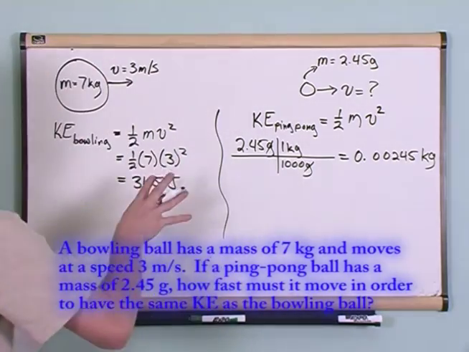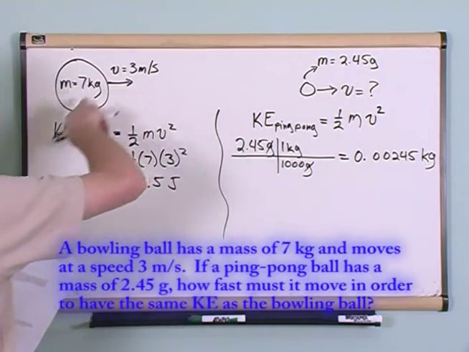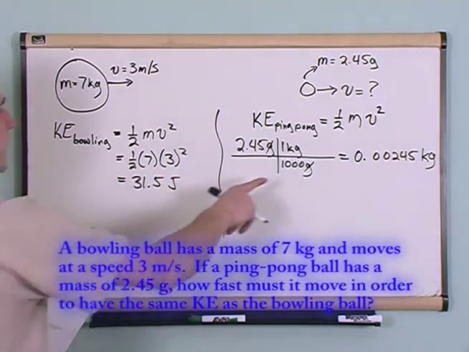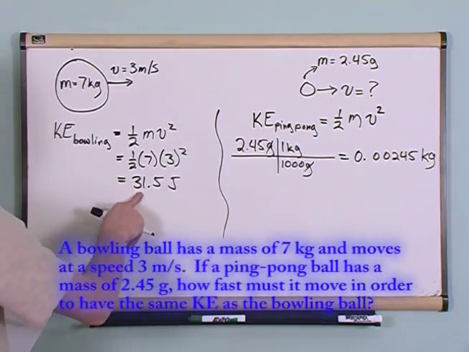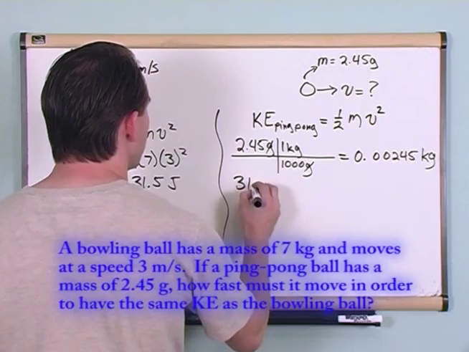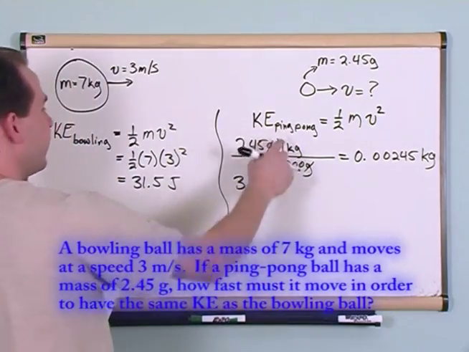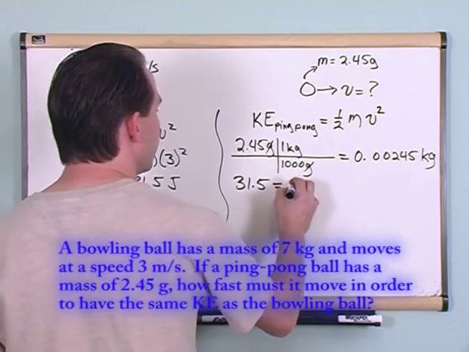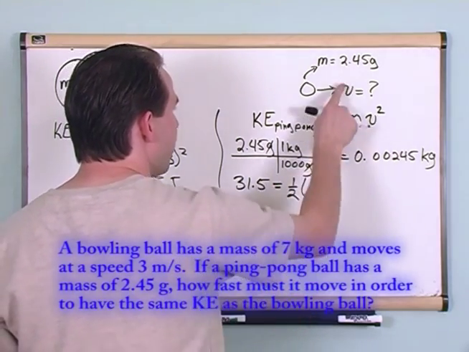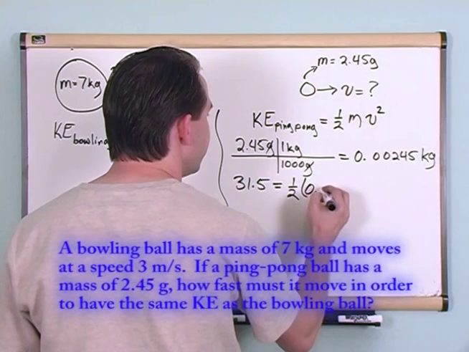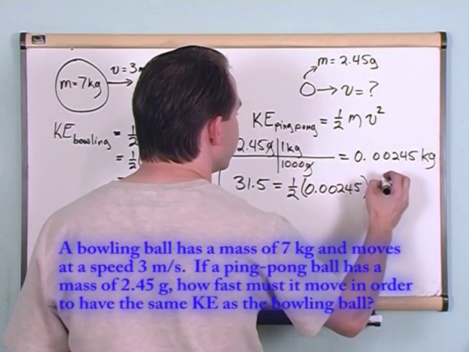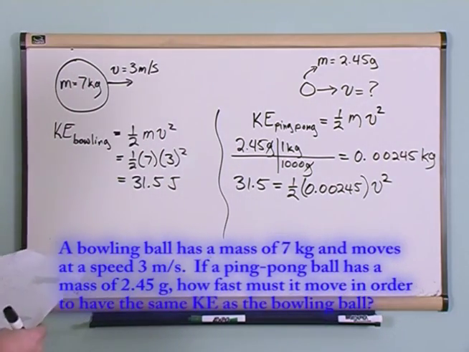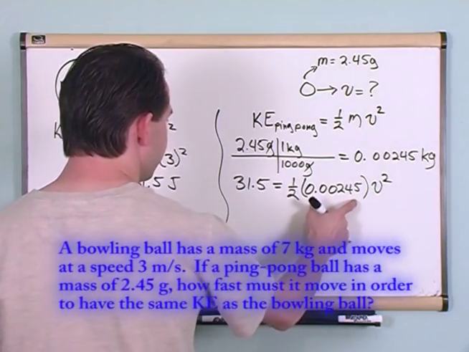The question is, how fast does this guy have to go to have the same kinetic energy as the bowling ball? So what we want to find is what value of v we have to put in here such that the kinetic energy is equal to this kinetic energy over here. So I'm going to set this up by saying 31.5, which is the kinetic energy of the ping pong ball now, is equal to 1/2 times the mass of the ping pong ball, which we calculated in the correct units, 0.00245, times the velocity of the ping pong ball squared. So really what you want to do is take this and multiply it by this, which you can do in your calculator.